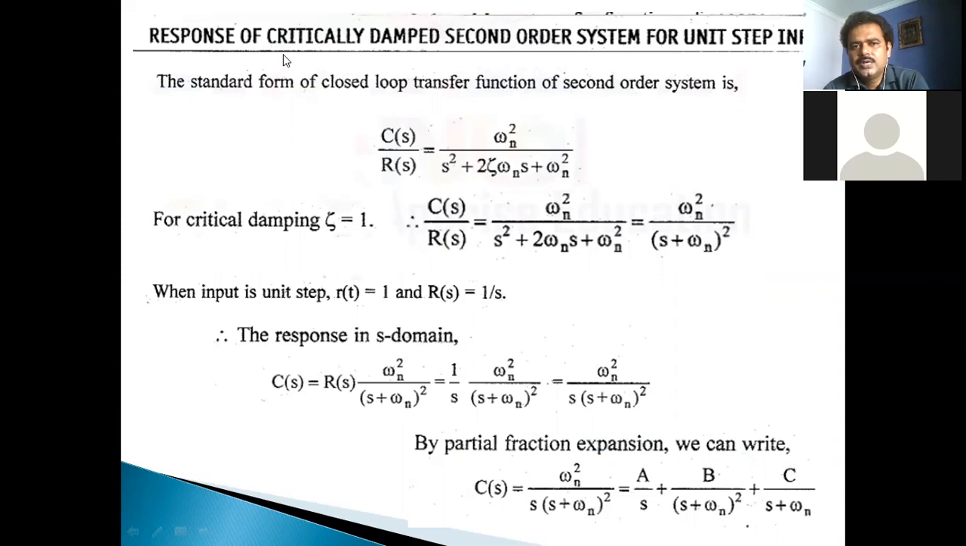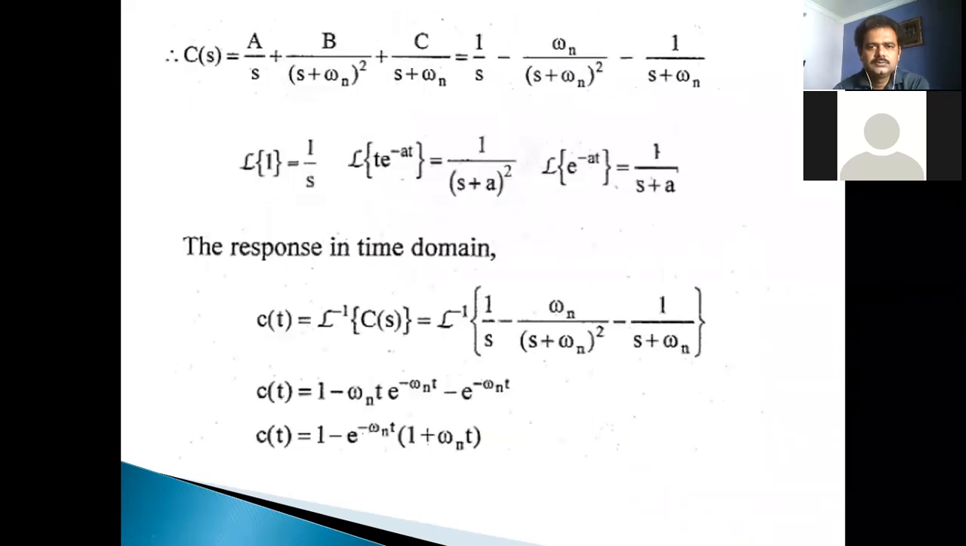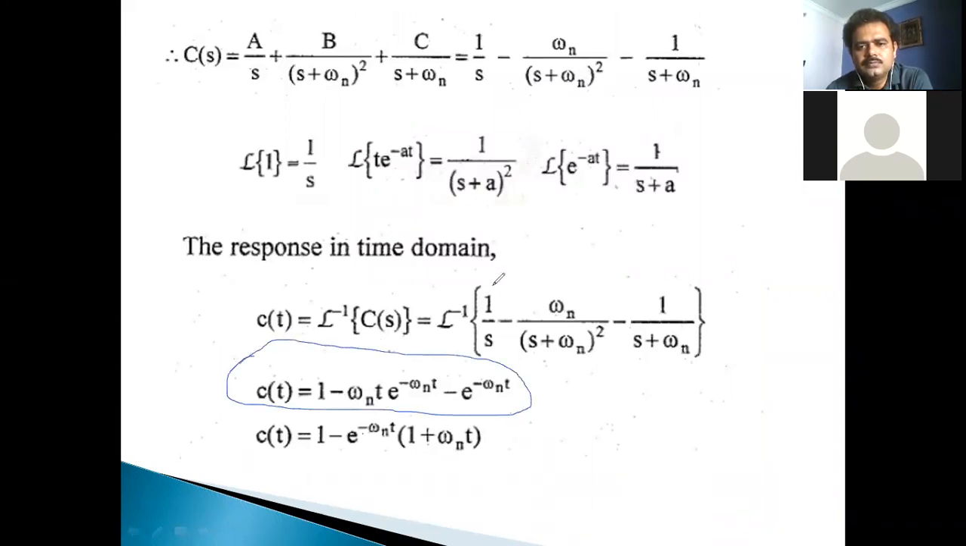This is the critically damped case when zeta is equal to 1. If we calculate the response, it is something like this function. The first one, 1 by s. The inverse Laplace transform for 1 by s is unit value. Then for 1 by s square, it is t, and for 1 by (s plus a), the inverse Laplace is e to the power of minus at.